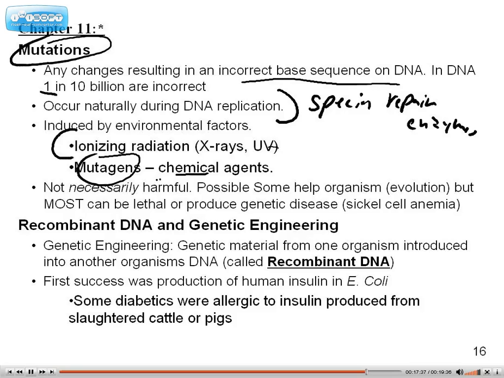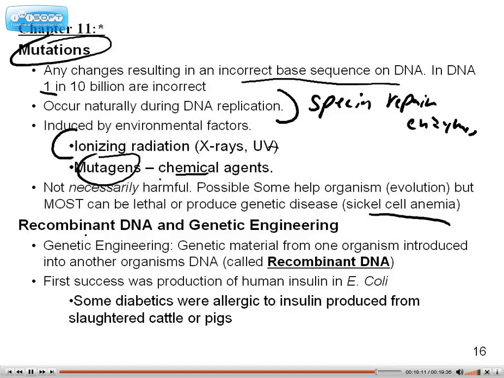Although not necessarily harmful, I'd say 99.9999% of the mutations are harmful because you're messing up a structure or process that's already there. So it's not like Spider-Man where every time you get a mutation, something good happens. Usually it's something bad like cancer or a genetically related disease such as sickle cell anemia, which is passed down.